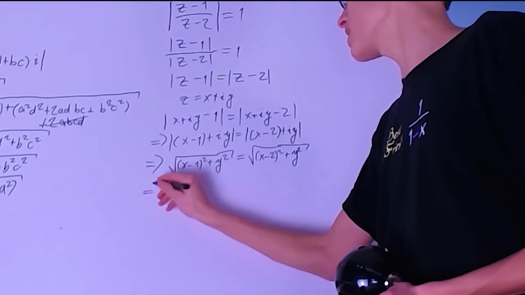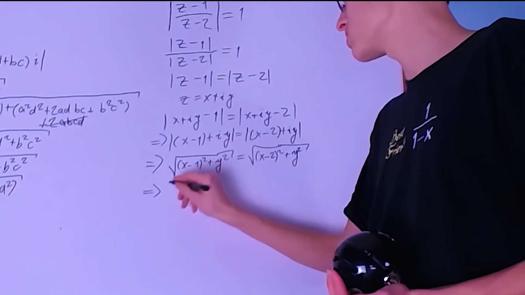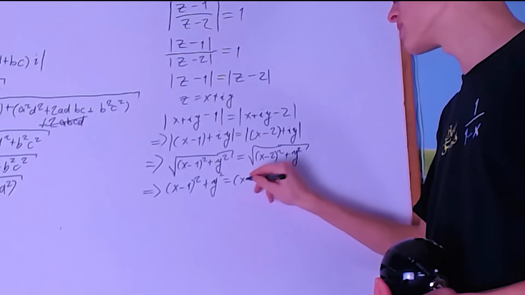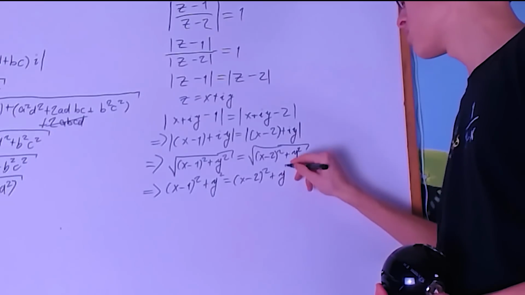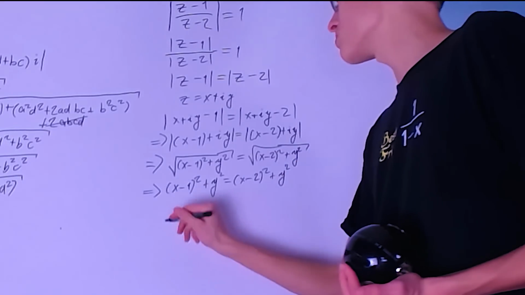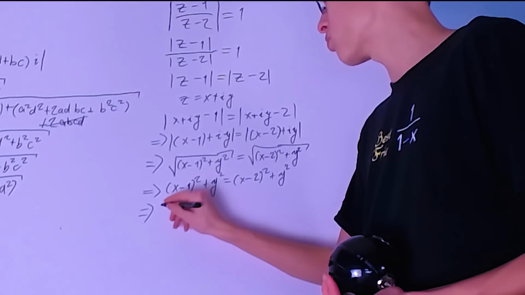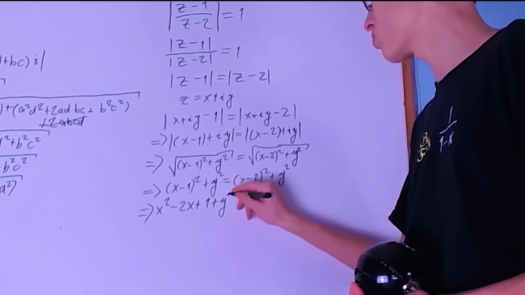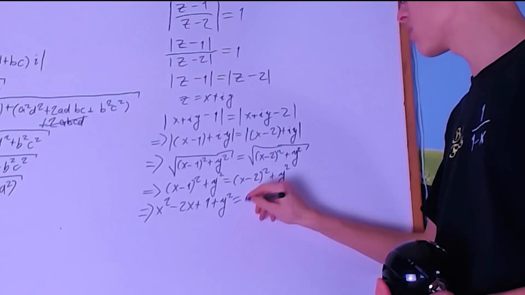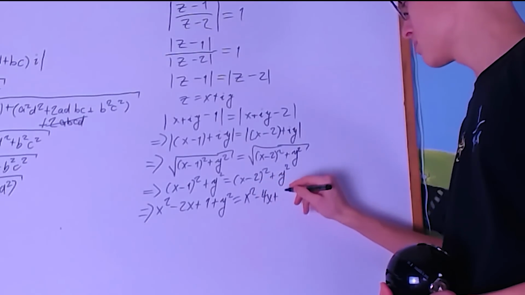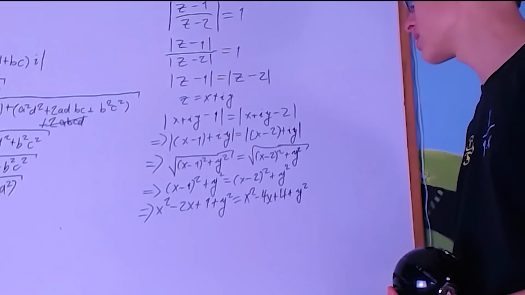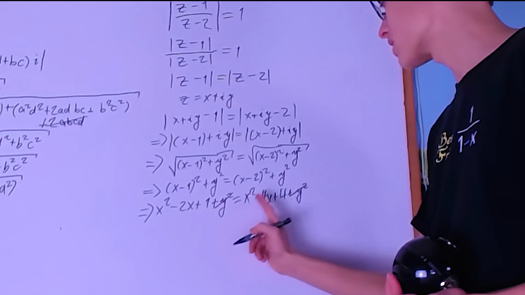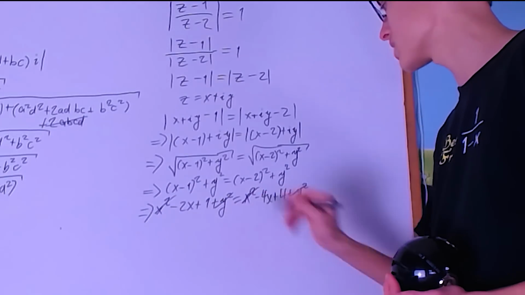Now we square both sides to get rid of that nasty square root, and we get x minus 1 quantity squared plus y squared equals quantity x minus 2 squared plus y squared. Now x minus 1 squared, let's go ahead and FOIL that out. We get x squared minus 2x plus 1 plus y squared is equal to, FOIL that out, x squared minus 4x plus 4 plus y squared. Now you can see there's a y squared on both sides. Can cancel those out. There's an x squared on both sides. We can cancel those out.